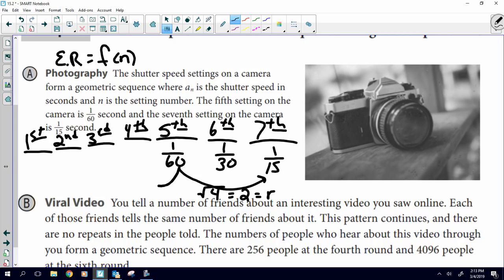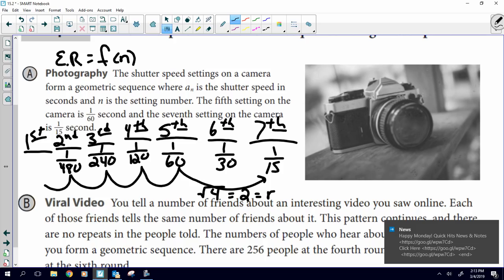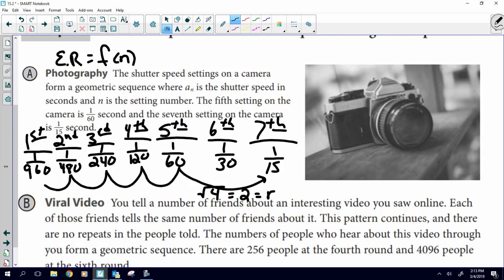So to do this, we got to double this, so that is 1/20th. Okay, you got to double this, which is 1 over 240. We got to double this, which is 1 over 480. And then last but not least, we got to double that, and that is 1 over 960. Okay? 1/960th. Now, we have to write our recursive rule, because our f of n, it should be that.